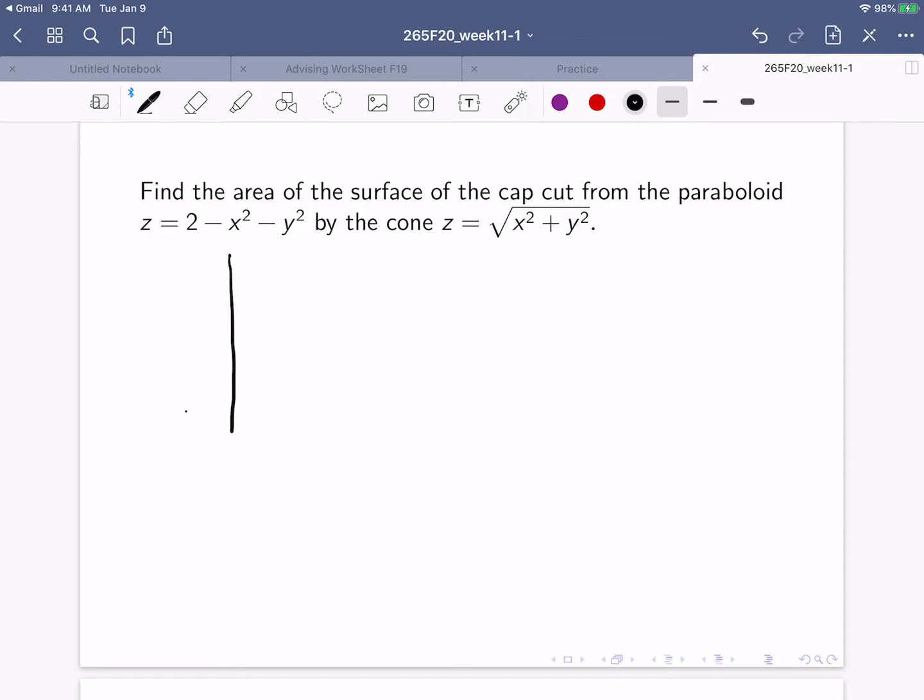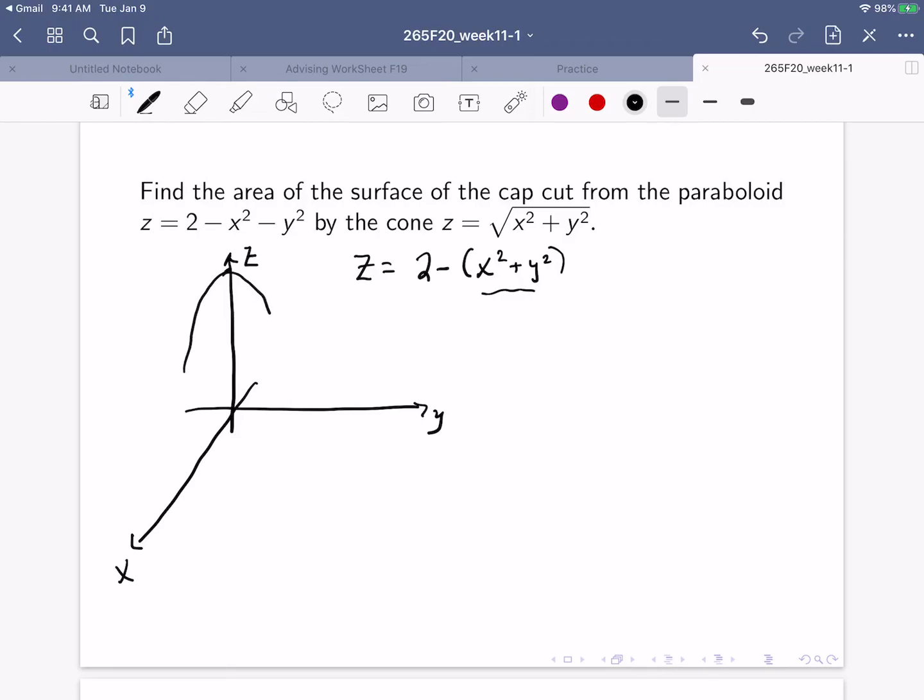So we have a paraboloid, and I can think of z as being 2 minus x squared plus y squared. So I can think of these as almost circular rings from like the xy plane. And so I've got 2 minus that, so I'm going to have a paraboloid that's open down, the bowl is down.